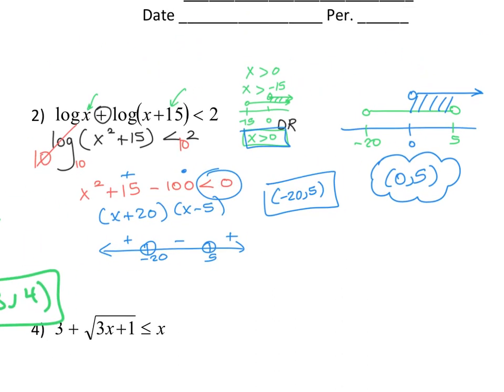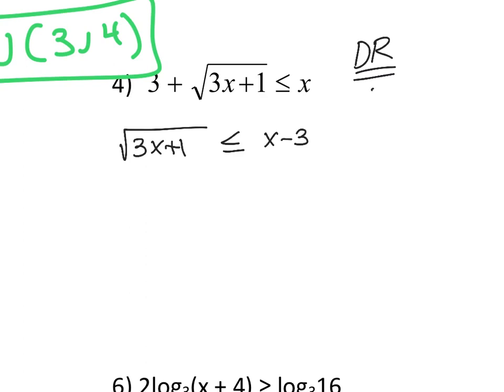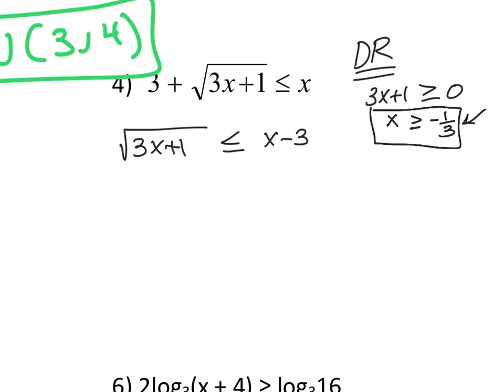Now let's move on to number 4. This is a radical, so I need to isolate the radical. And before I continue solving, you need to remember domain restriction. The inside of the radical, which is 3x plus 1, has to be greater than or equal to 0. So it's okay to have a 0 under the radical. It's okay to have a positive, but it's not okay to have a negative. So that means that x must be greater than or equal to negative 1/3 for this radical to even exist. So I'm going to keep that in mind. And now let's solve. In order to solve this, you need to square both sides.